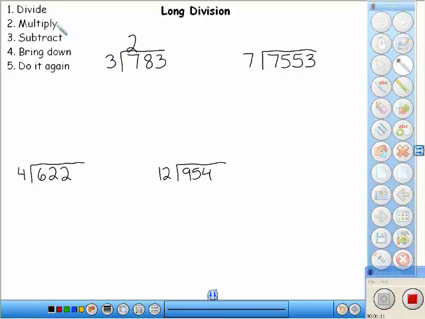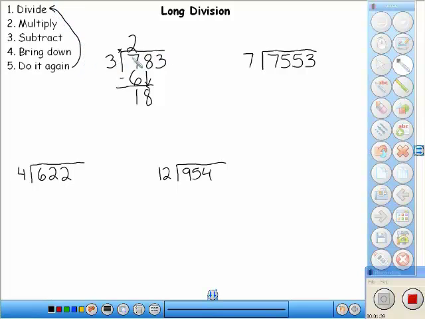Our next step is multiply. And you might want to put that little multiplication sign there. 2 times 3, and we write the 6 right here. Then our next step is we're going to subtract. So we're going to take 7 minus 6 is 1. Then we're going to bring down this next digit, which in this case is the 8, and we're going to do it again, which means we're going to go back up to divide.